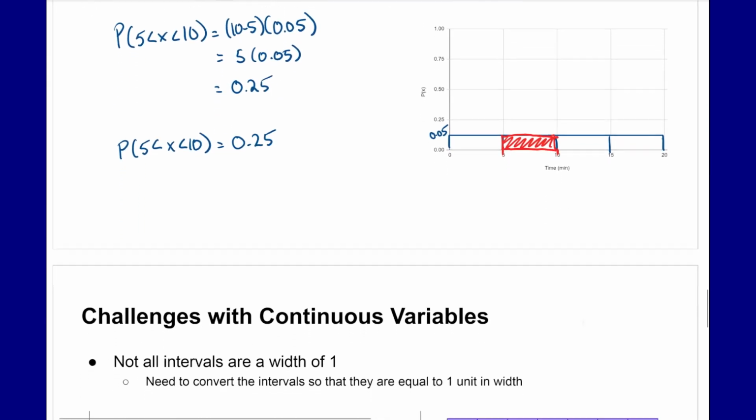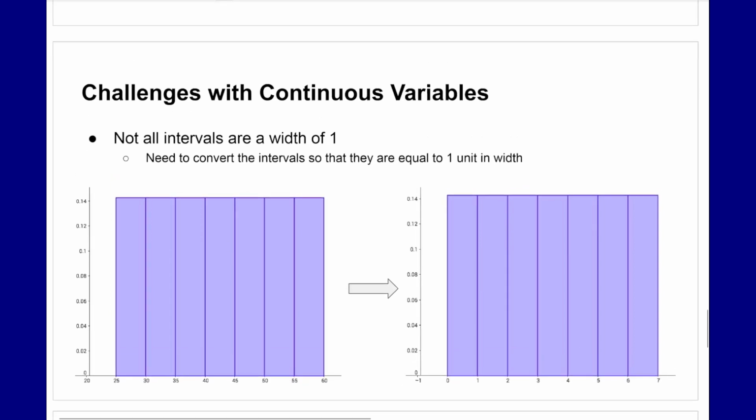Now, there are some challenges when dealing with continuous variables, especially when we're looking at uniform distributions. In some cases, not all intervals are a width of 1. Our data isn't always starting from 0 and going up. Our range might be from 25 to 30, 30 to 35, 35 to 40, and so on. It's not so much an issue as a complication or a challenge. If this is our distribution of data, it's a uniform distribution, and we can clearly see that it has a probability of 0.14.